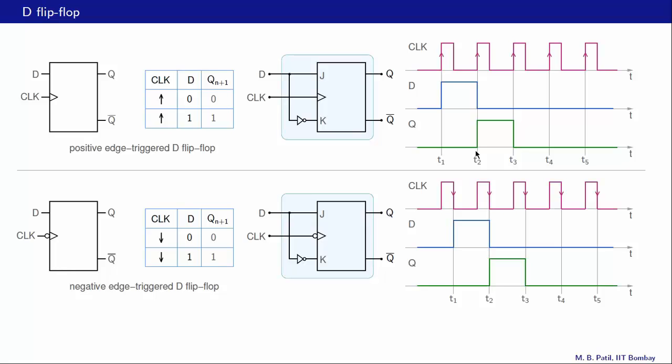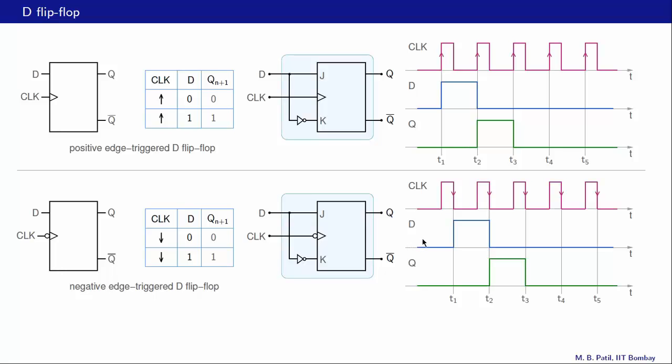What happens at this point? At T2, we look at the input D just before T2, that is T2 minus, and we find that D is 1, and therefore just after T2 our Q is going to become equal to 1, and then it's not going to change again until T3, and so on.